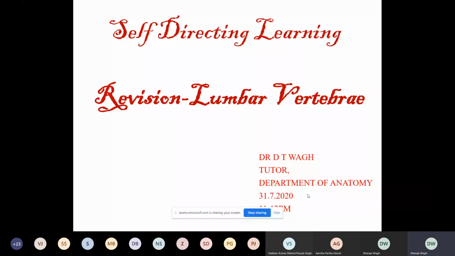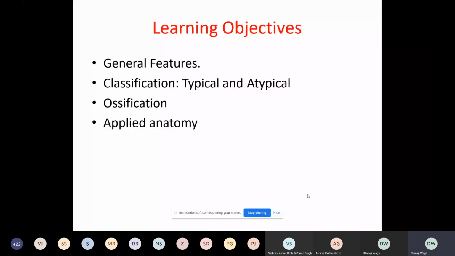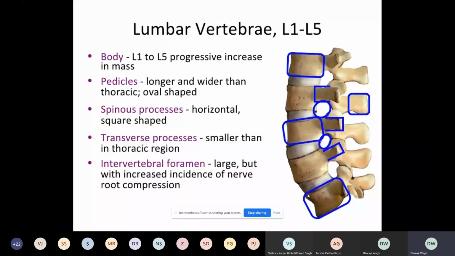Views, we are going to see the general features of this special lumbar vertebrae. The vertebrae classification: there are two classifications, typical lumbar vertebrae and atypical lumbar vertebrae. Its ossification and the applied anatomy. Now this lumbar vertebrae is 1 to 5. From above onwards, we can count this lumbar vertebrae as L1, L2, L3, L4, and L5.